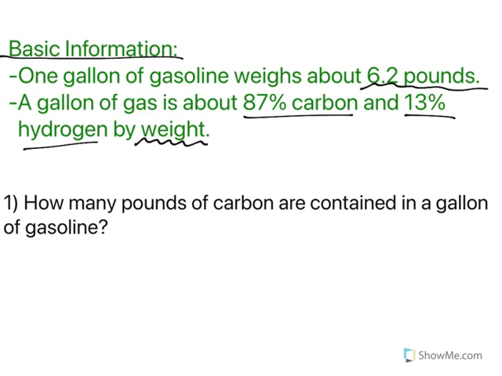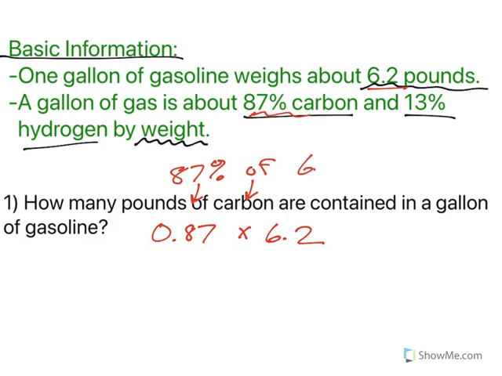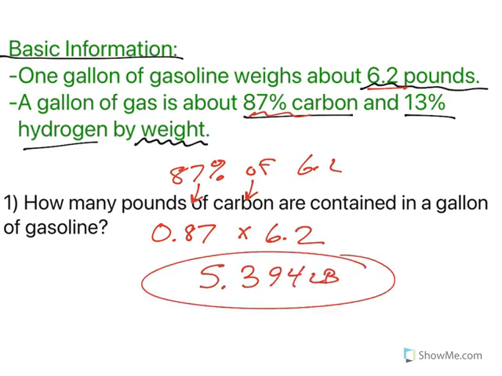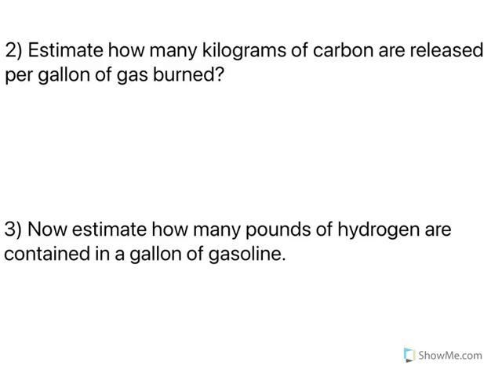Well, if a gallon of gas is 6.2 pounds and it's 87% carbon, then roughly 87% of a gallon of gas. So I changed 87% to a decimal. Of means multiply, and a gallon of gas is 6.2 pounds. So 0.87 times 6.2 gives me 5.394 pounds. So roughly, that is the weight of the carbon in the gasoline.